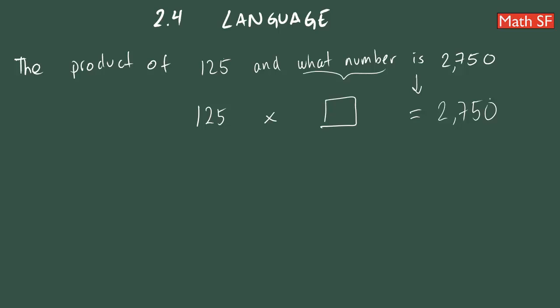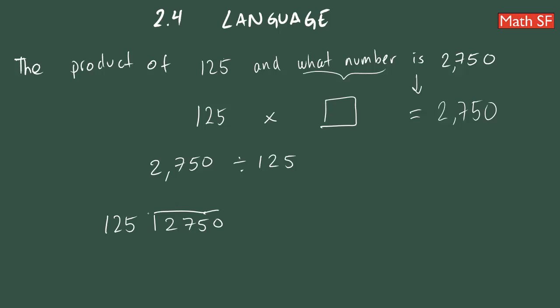Now 125 times what number gives you 2750. We need to divide. If we're missing a multiplier, we divide 2750 divided by 125. But we need to divide this by hand, so we might want to use the symbol. So 125 divided into 2750. So you do this by hand.